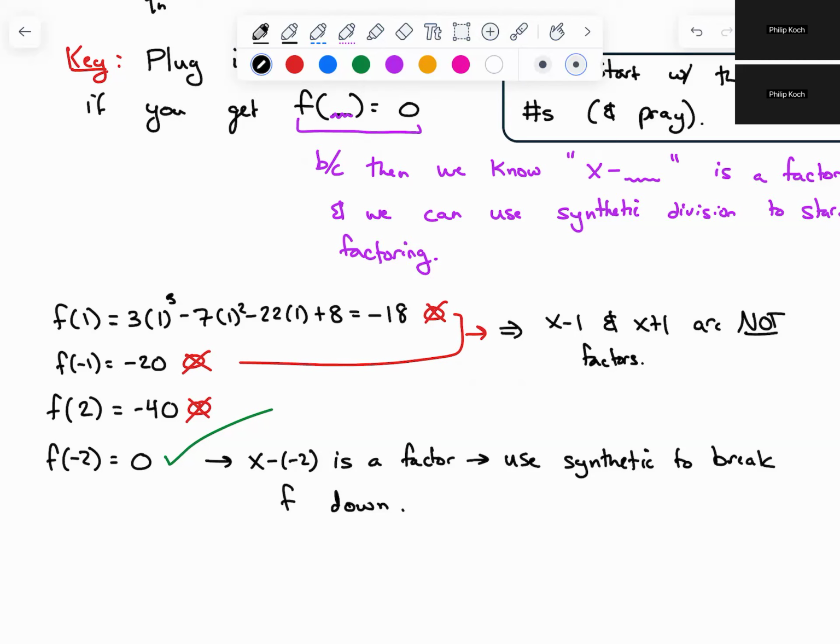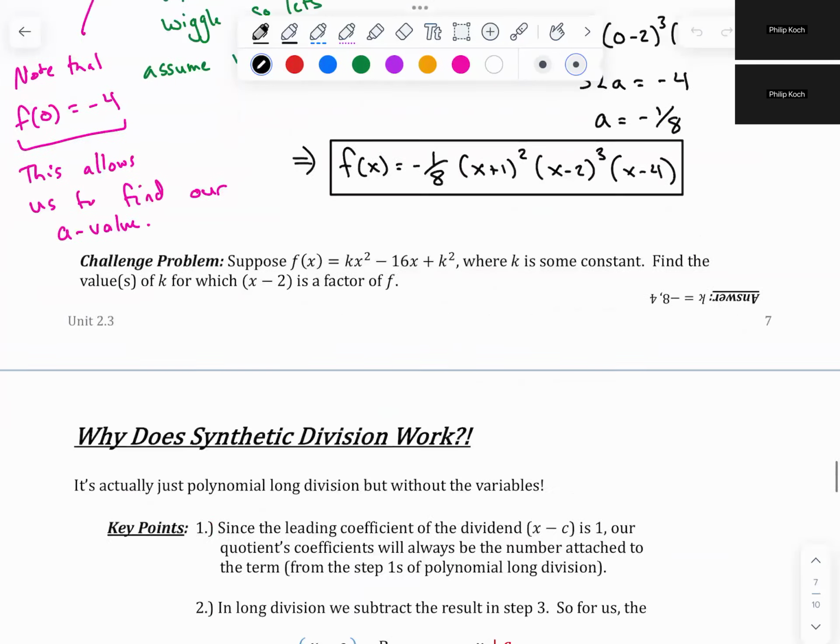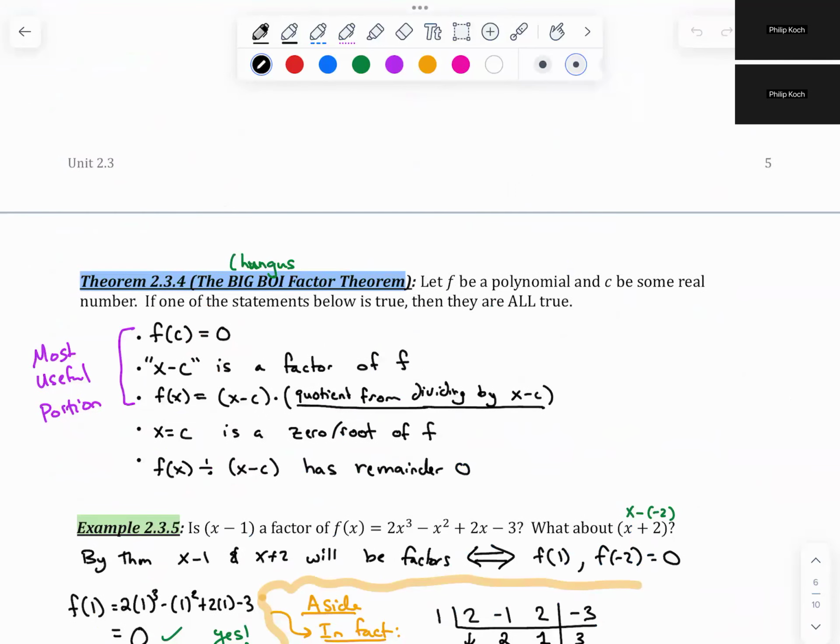Excellent question. So JT's asking, you only need one to equal zero. As soon as you know one of them equals zero, you can start breaking it down because now you know one of the factors. And so don't worry, I'm coming right back to this. But if you remember from last time, the factoring theorem, the big boy factoring theorem right here, if you know that f of c is equal to zero, which is what we just found out, then you know that f of x will equal x minus that c value times the quotient that you get from dividing by x minus c. So we can now use synthetic division to break it up into x plus 2 times something else.